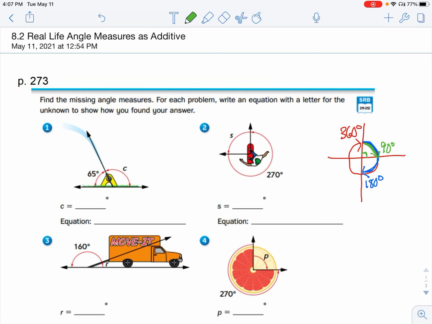Okay, so let's go back to our sprinkler problem. So right along here we have a straight line, so you know that the total angle measure there is 180 degrees. I'm going to write that in my equation. And now all I would have to do is take away the given 65 degrees, and that would equal my unknown. In this case, they tell you the letter you have to use for the unknown. They tell you C. So we're going to write equals C. All right, so go ahead and solve that out. 180 degrees minus 65 degrees. See what you get. And then we'll compare.